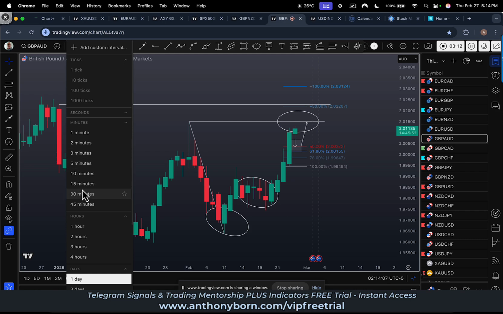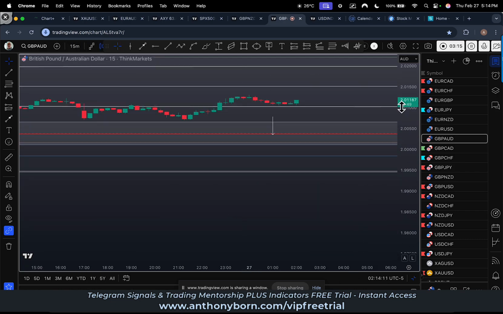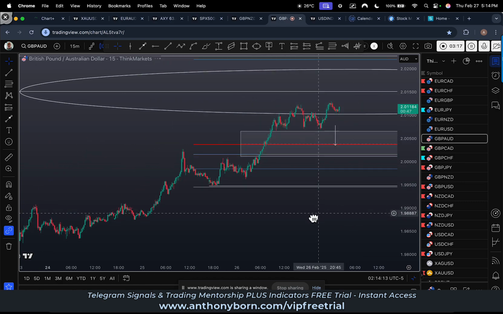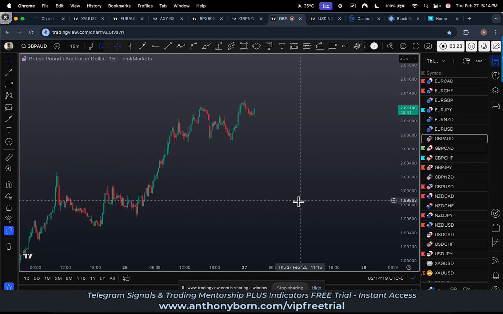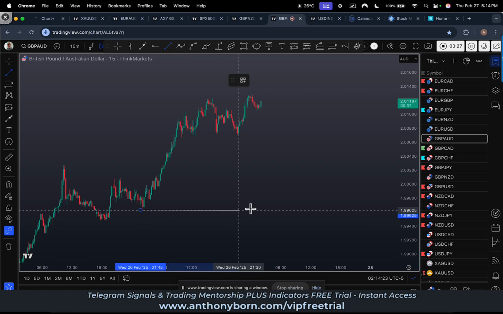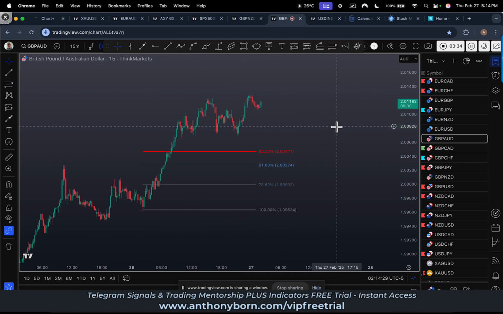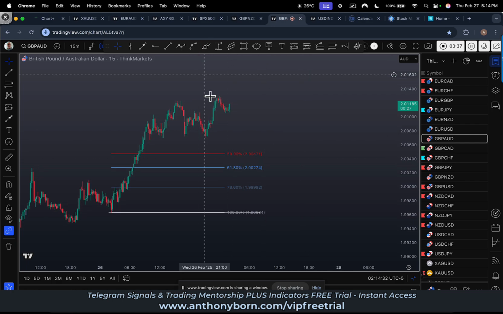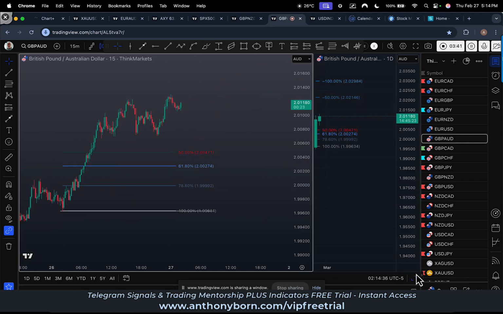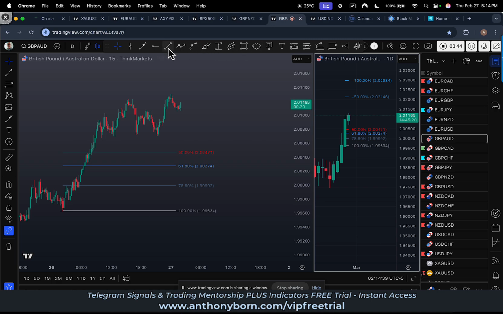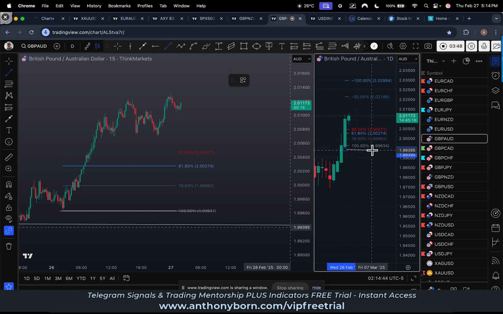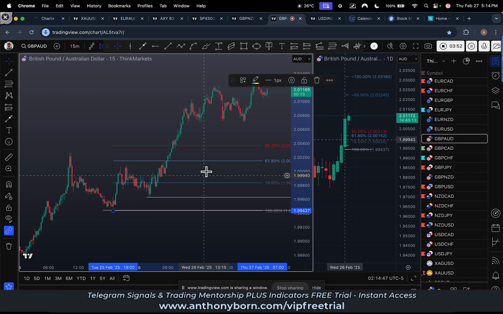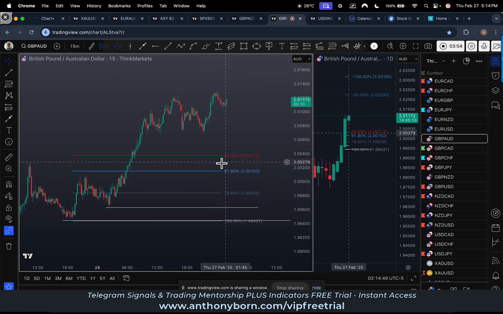Now here's the thing. The way to get involved with this is on the 15 minute, just clear everything. What I'm looking for is this move. We know that we want to target this 50% or around about here. And before we do, let's just establish the daily. Okay, Fibonacci. We'll just pull it from this previous daily low to the high, because we've got this imbalance resting around this 50 to 61.8.